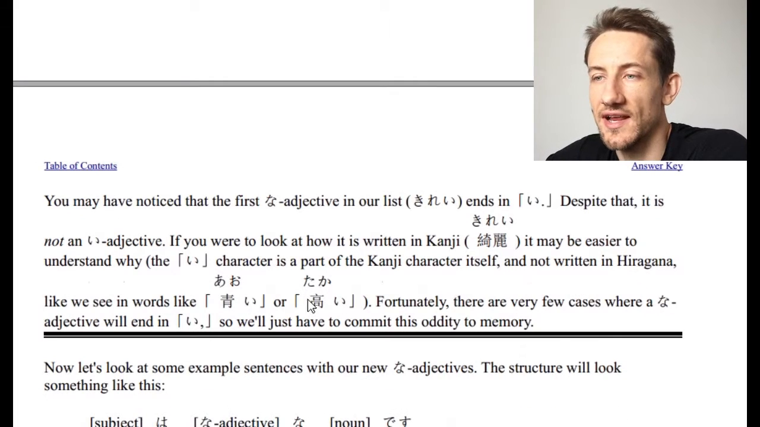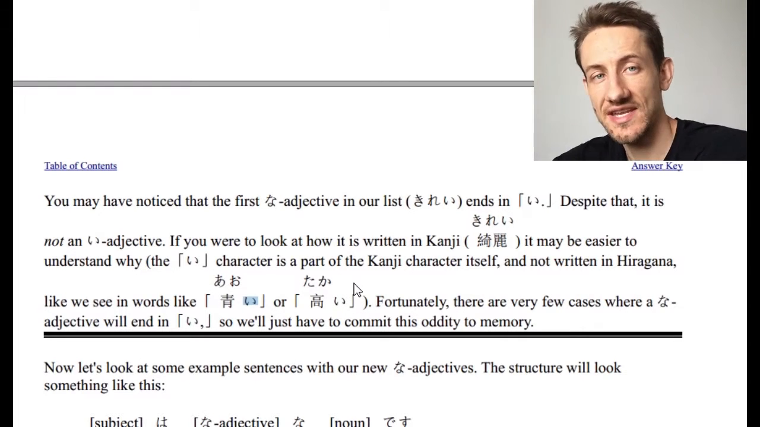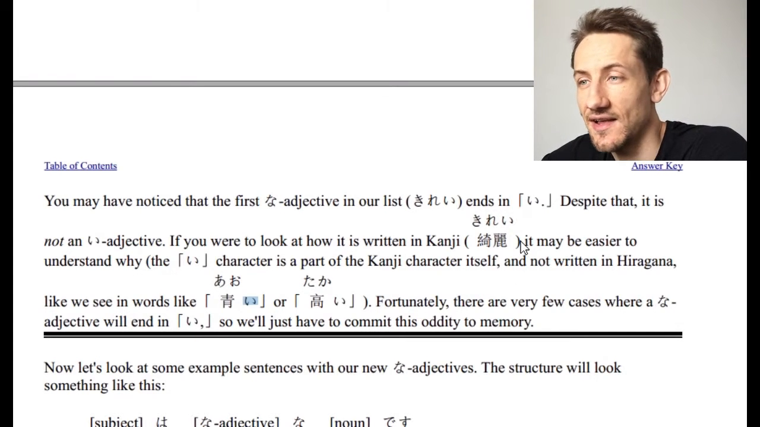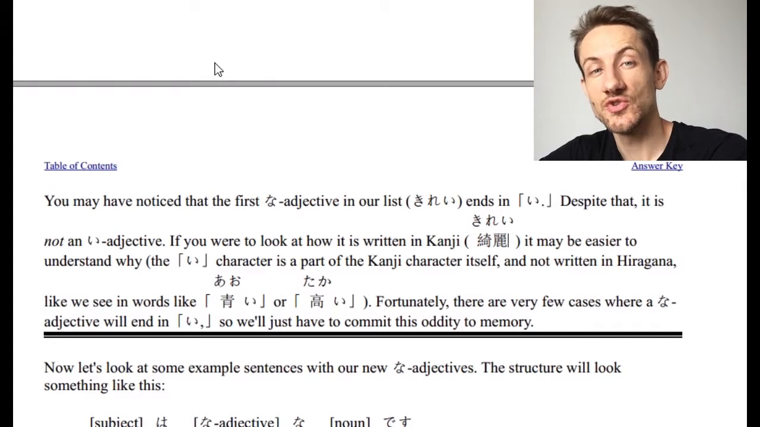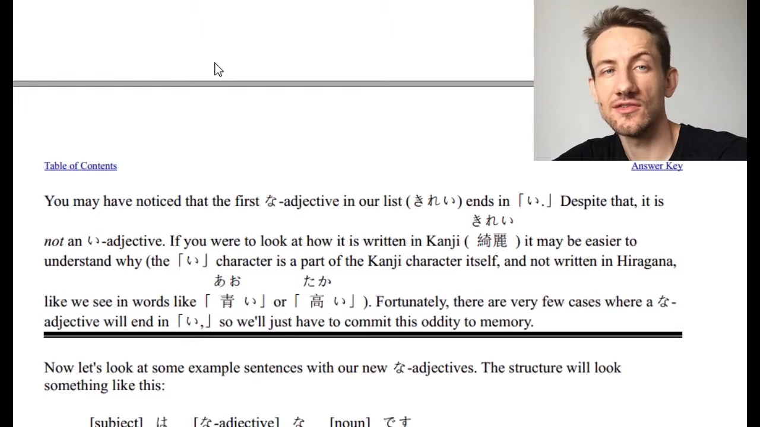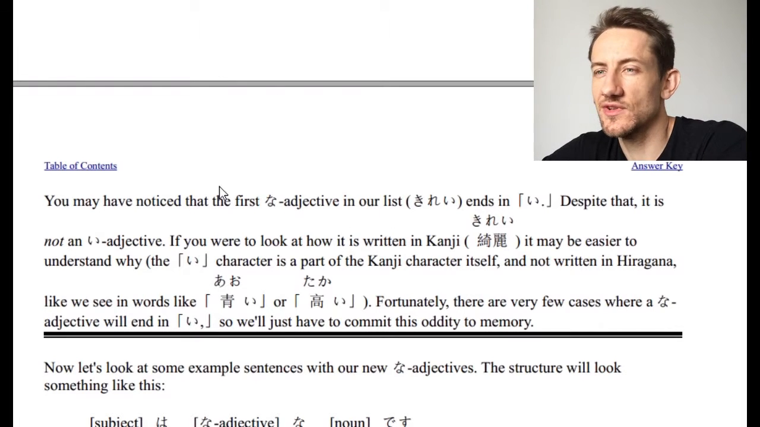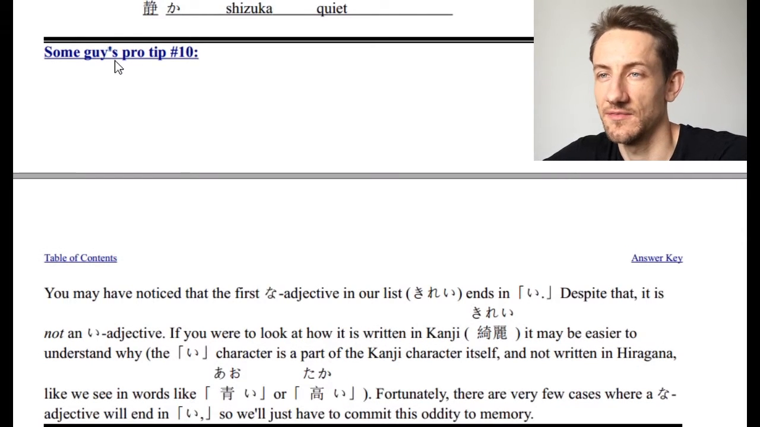If you look at other words that we saw earlier, aoi, shiroi, takai, we have a kanji character and then an e character. These are i-adjectives because after the kanji character we have an e character, but kirei has no e character after it. The e is included in the kanji. So that's why it's a na-adjective and not an i-adjective. You'll just have to commit this little strange thing to memory, but it's really easy. We often use the word kirei, so you'll know it.